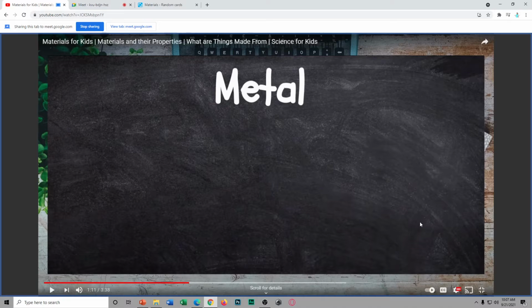They are made of rocks. Some people get rocks, gather rocks, and then they look like rocks, okay, but they are metals. And then they will form them into long metals.